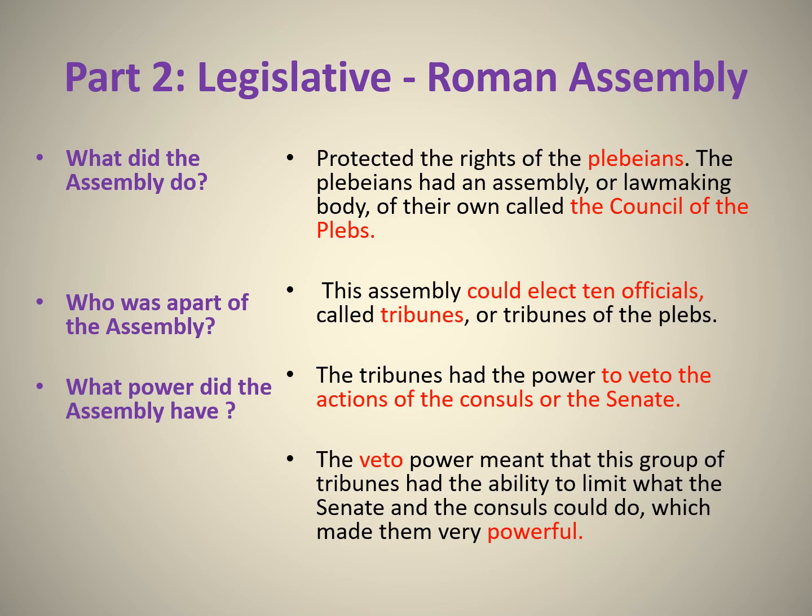The second part of the legislative branch was the assembly. And the assembly was important because it protected the rights of the plebeians. And plebeians got more rights as the years progressed. But one of the most important parts of this was these 10 elected officials called tribunes. And tribunes had the power to veto the actions of the consuls or Senate.